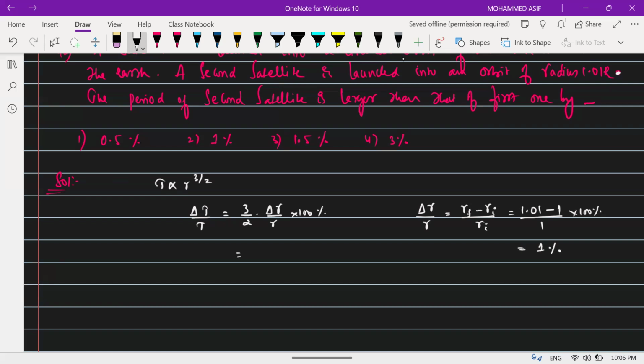तो ये भी हो गया into 100% formula. So this value will be equal to how much for me? Delta t divided by t into 100 is equal to 3/2 into delta r by r into 100, is how much for me? 1%. That means this value will be equal to how much for me? 3/2. That is 1.5%. 1.5% will be the answer. Third option. Am I clear?